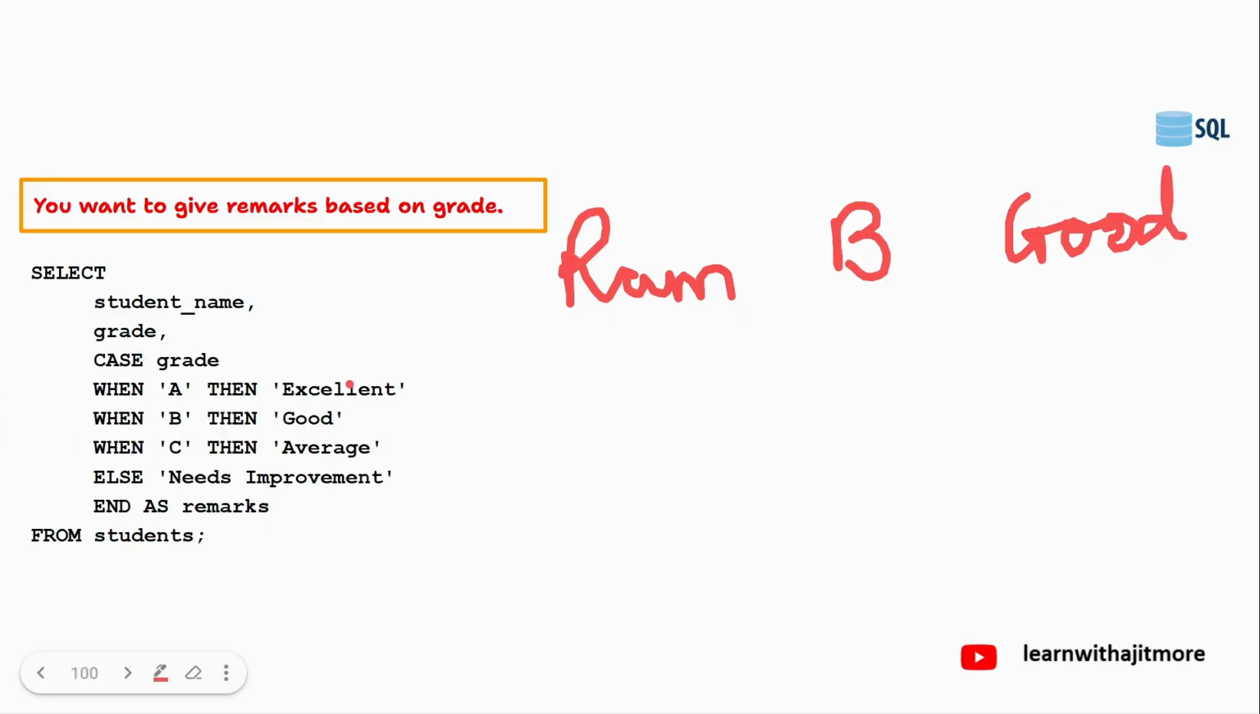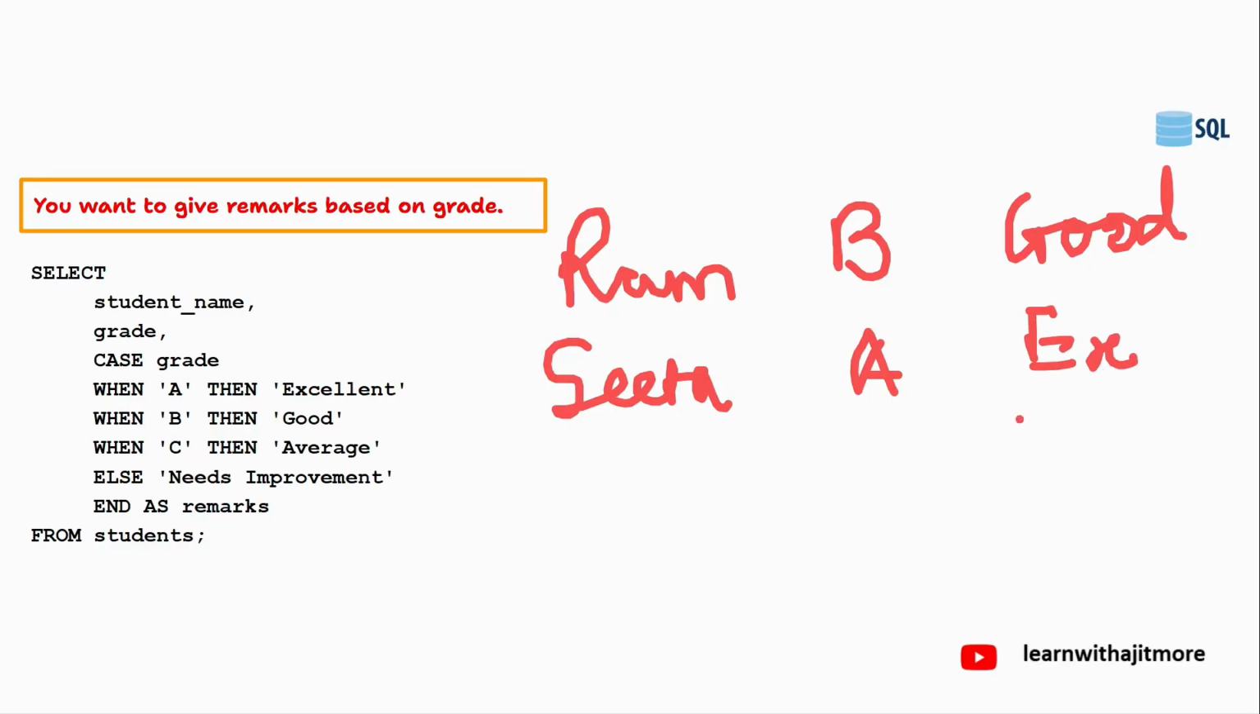Same way it will go to the next record. Okay? Next record is Sita. The grade is A. Again, that grade of the second record will go to case. It is A. Output is excellent. Get it? This way, for each record, the name is printed, the grade is printed, and the third column output is depending on the case.